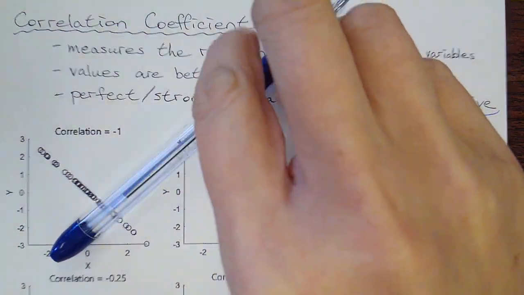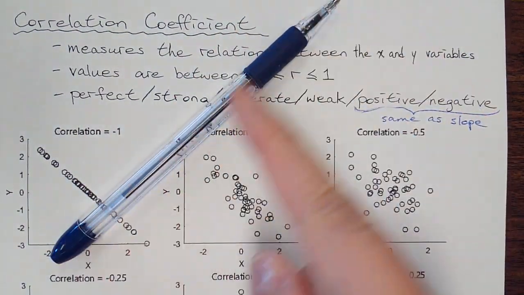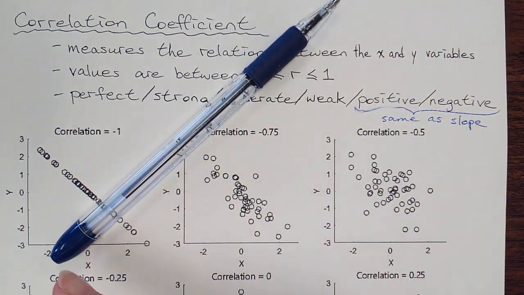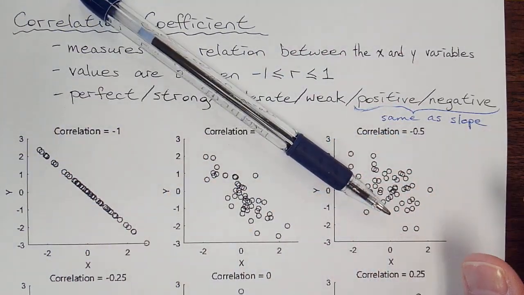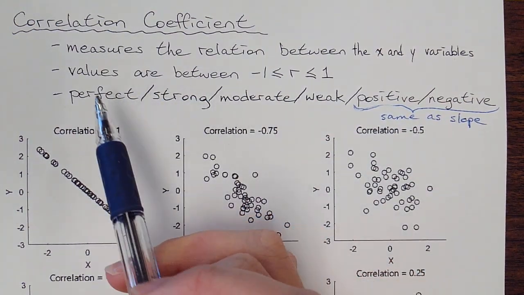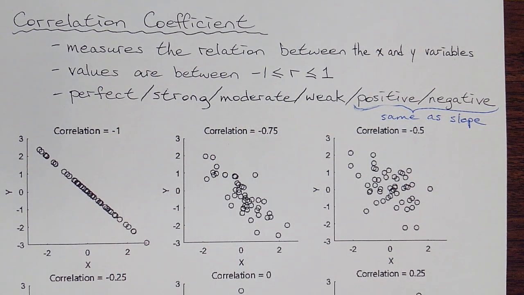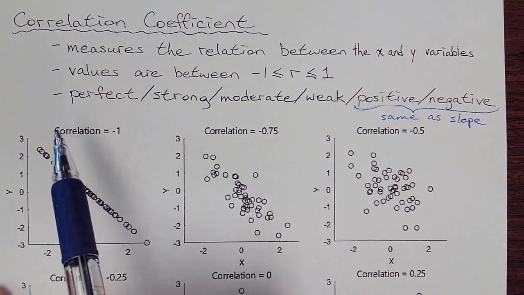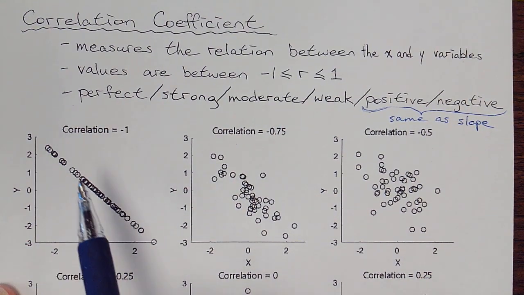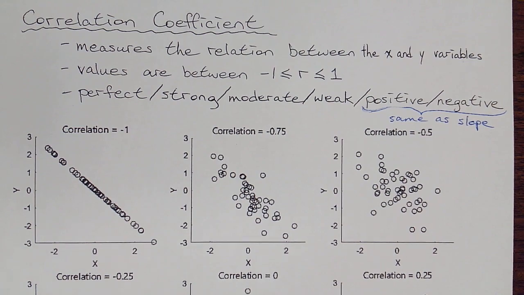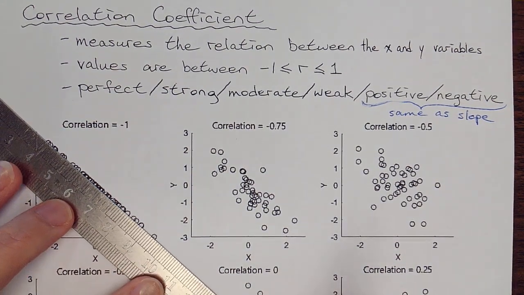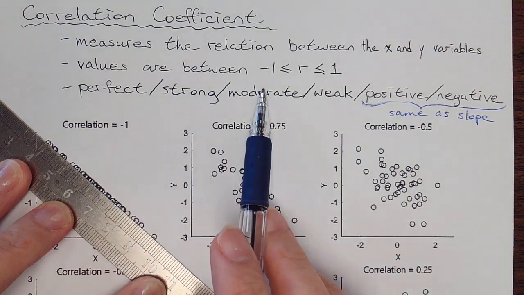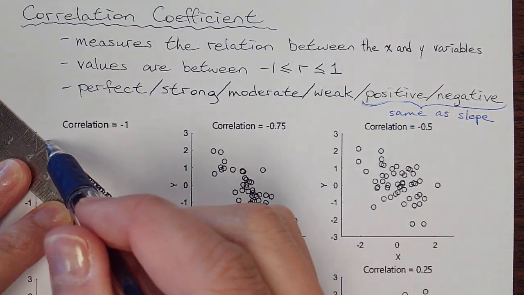Just to go over, a line that goes this way is positive or negative? Positive. What about this way? Negative, right. Now we want to see how accurate that line of best fit is. For example, right here, if I were to draw a line of best fit, what do you notice? It goes straight through everything. Excellent. It would go through every single point.